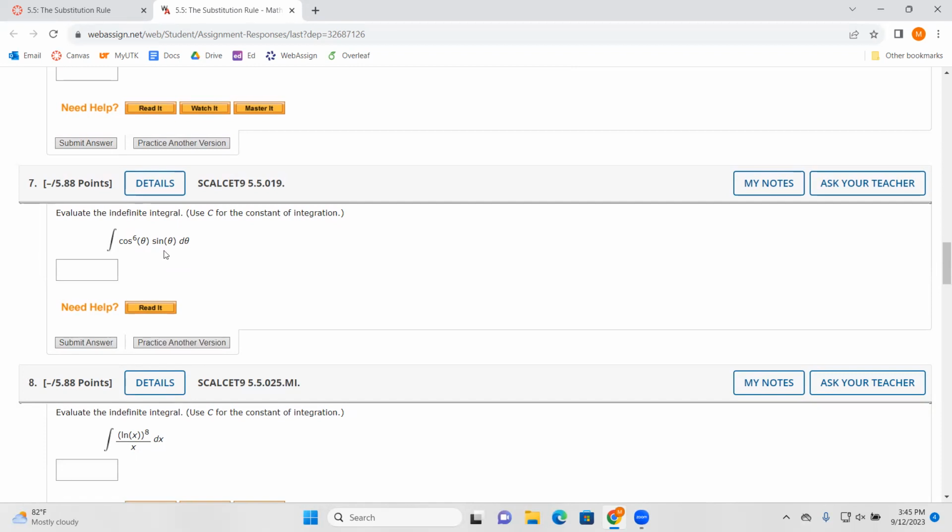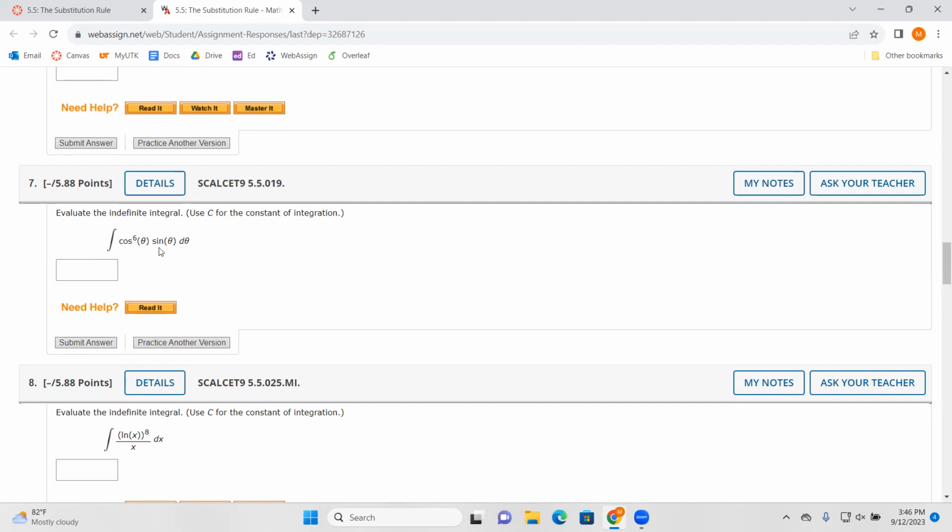Down here, this is what we did actually in class. So we let u equal cosine theta because the cosine function is inside the function raised to the 6th, which is an indication that we've got the cosine theta as our inside function. The sine theta will show up as the derivative of cosine theta, because if u is cosine theta, then du is minus sine theta d theta.